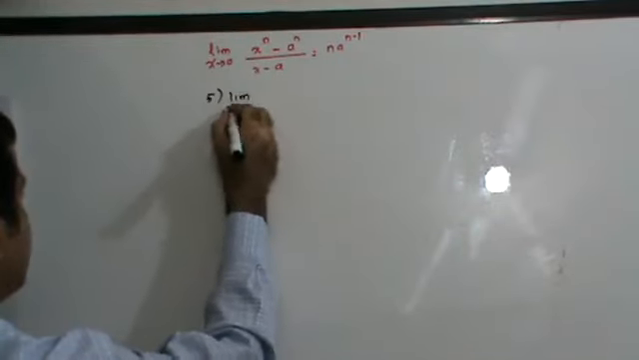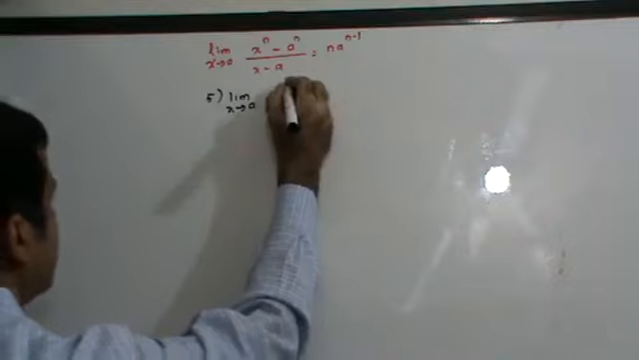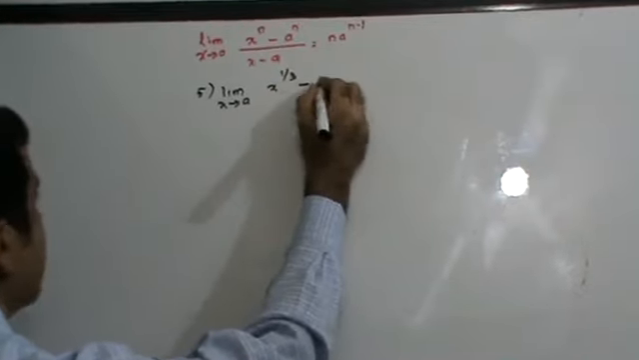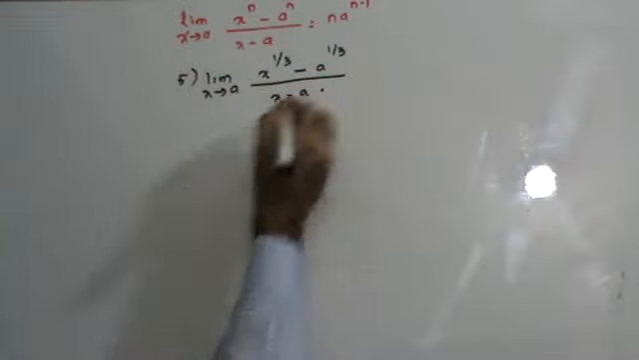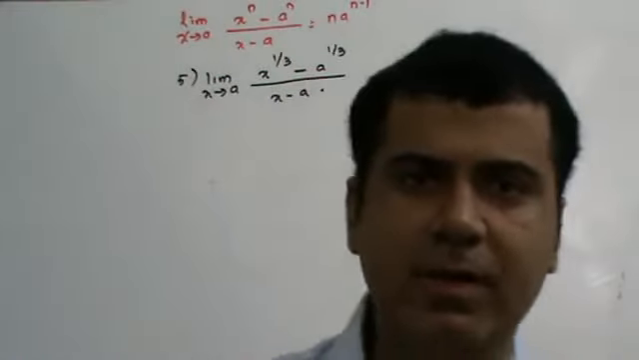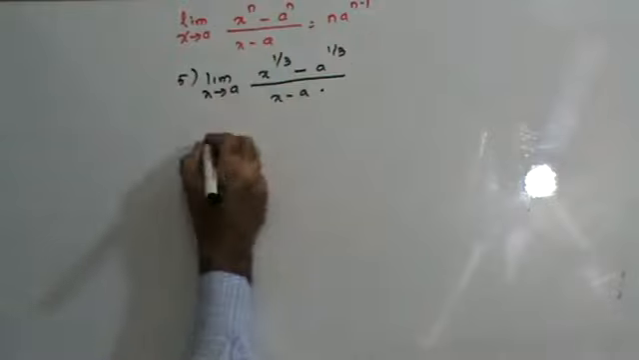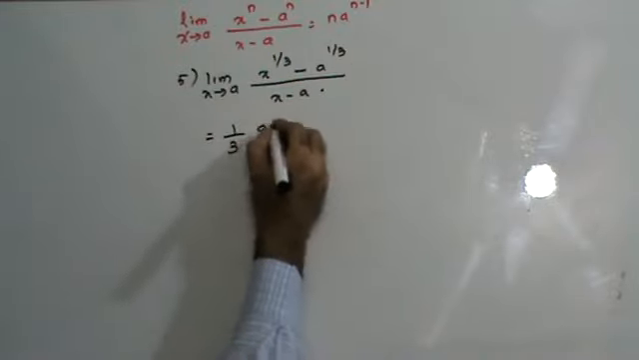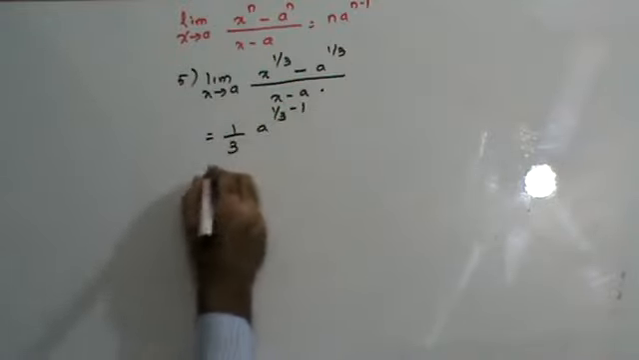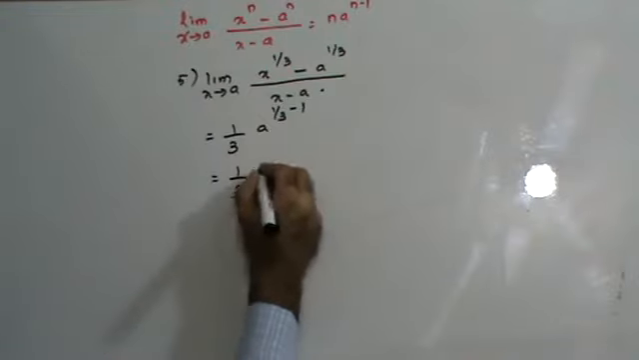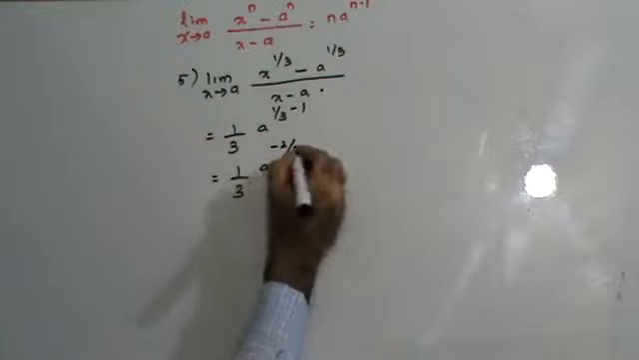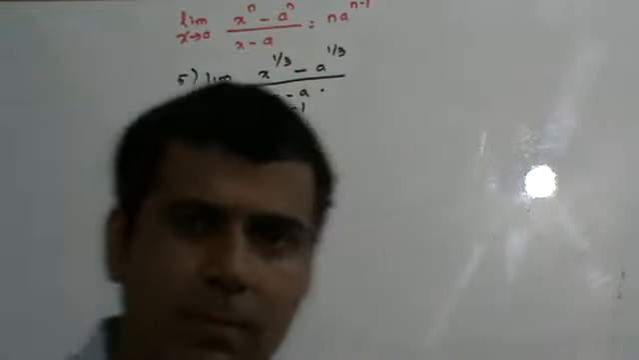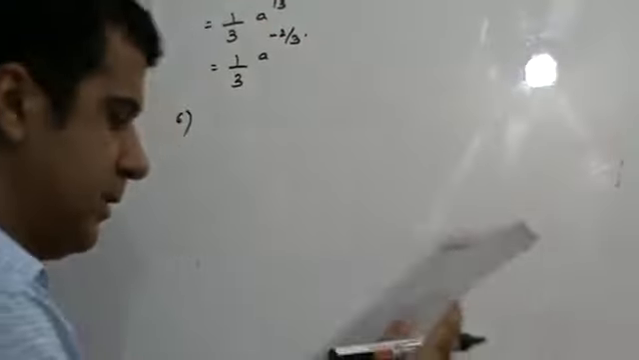Limit of x tends to a, x raised to 1 by 3 minus a raised to 1 by 3 upon x minus a. Straightforward sum they've given you. They've given it to you as 1 by 3, so this is n a raised to n minus 1: 1 by 3 a raised to, this is going to be 1 minus 3, so minus 2 by 3. Right? Next, let's see another sum.